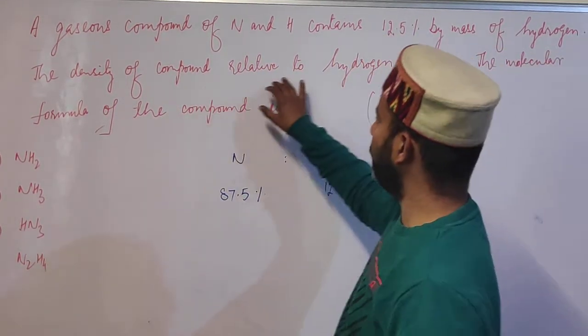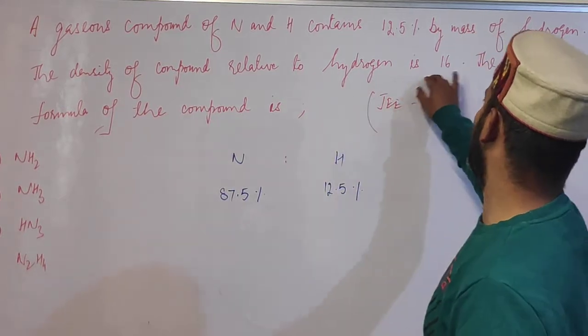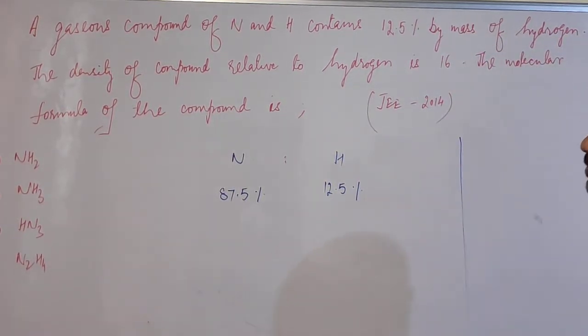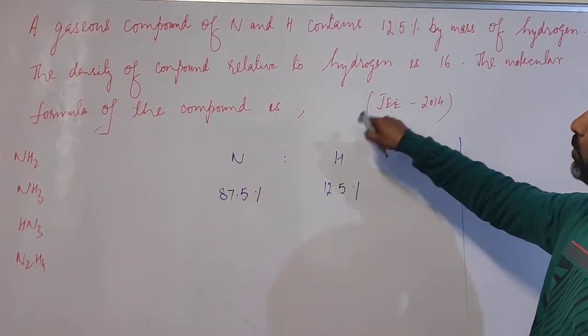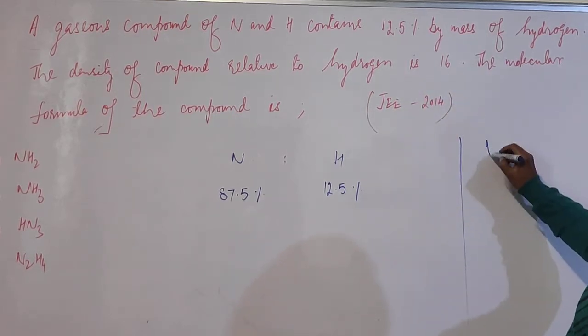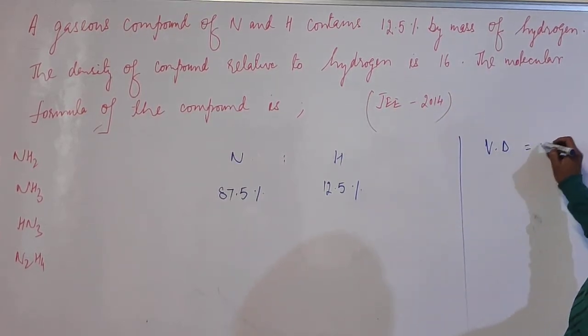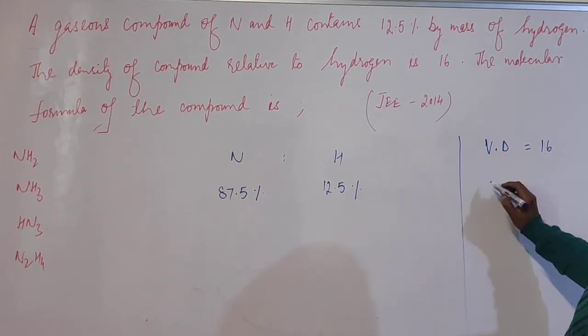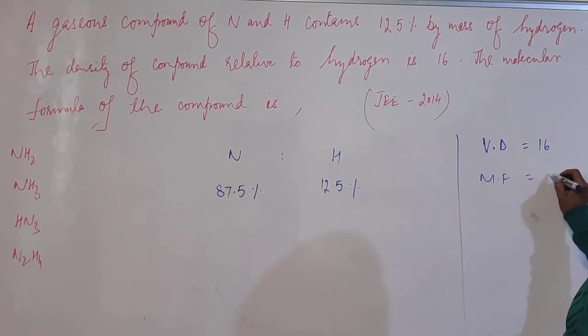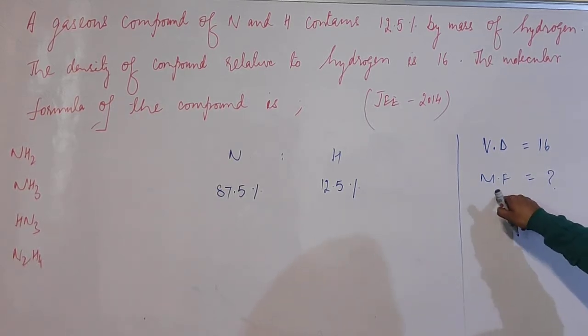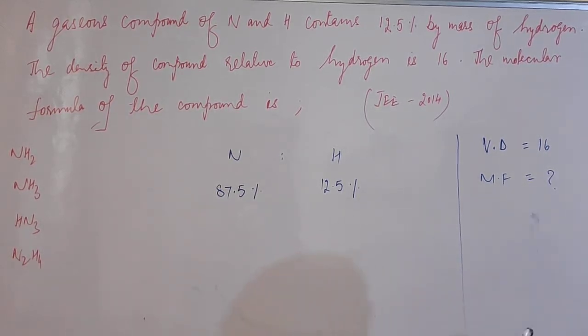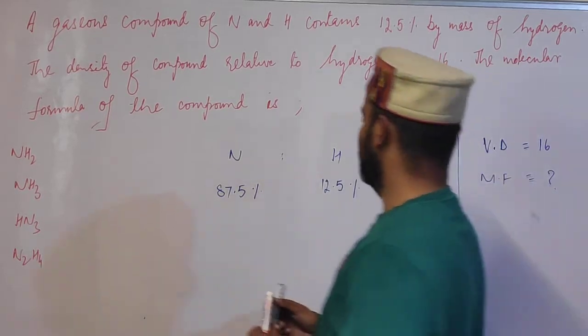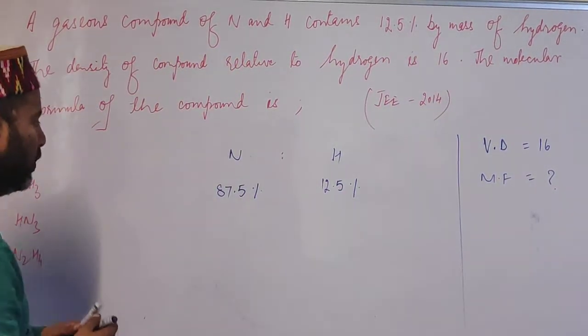Now the density of the compound relative to hydrogen is 16. The density of a gaseous compound relative to hydrogen is called vapor density. So here vapor density is given as 16. The molecular formula we have to determine. So students, in order to find the molecular formula, first we have to determine the empirical formula. So let's find the empirical formula.